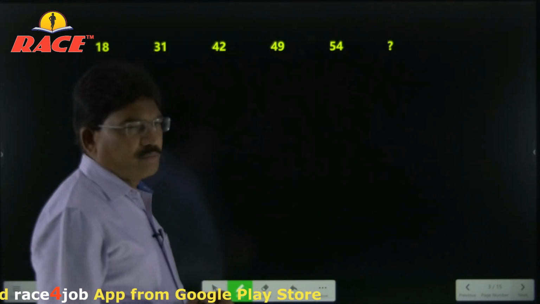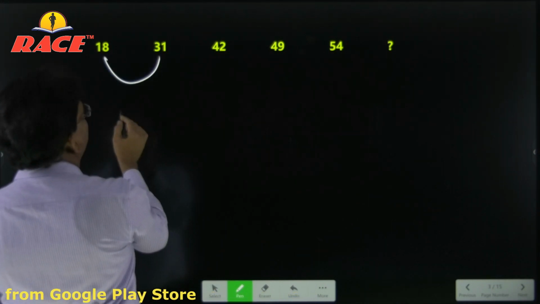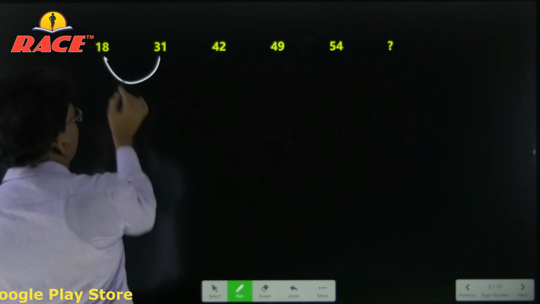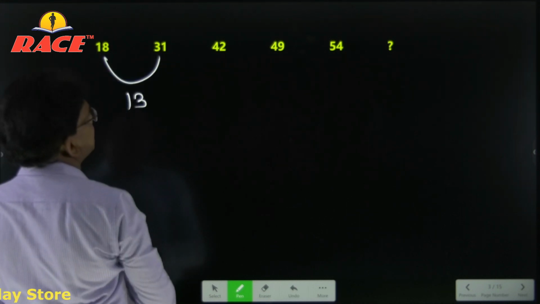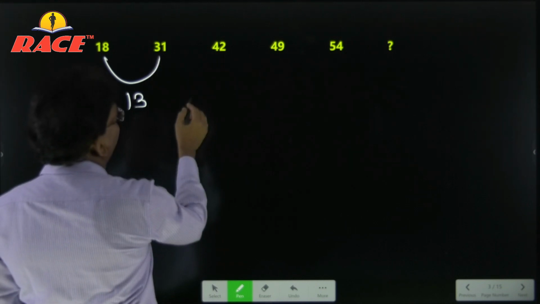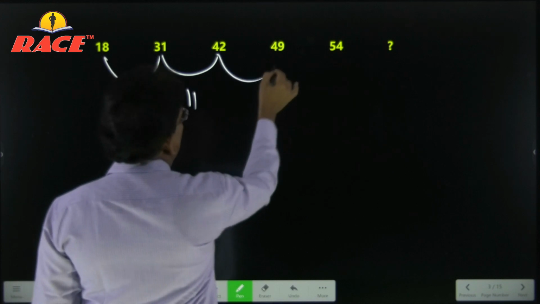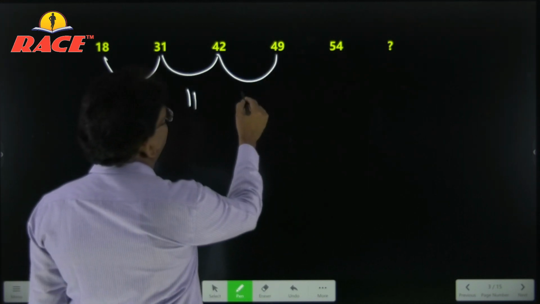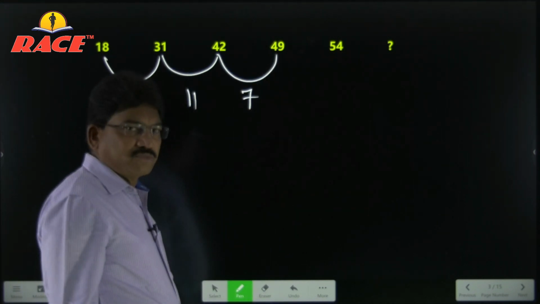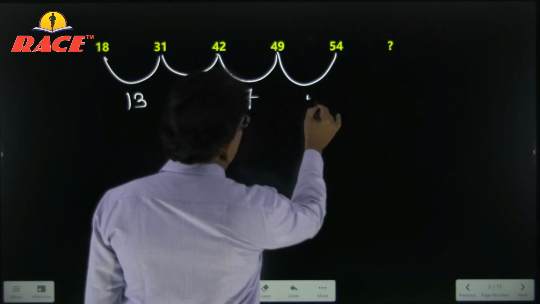First thing is to identify; otherwise take the difference. I cannot get anything from this one, so I take the difference between the numbers. What is the difference between 18 and 31? It is 13. And 31 and 42, the difference is 11. 42 and 49, the difference is 7. 49 and 54, the difference is 5.